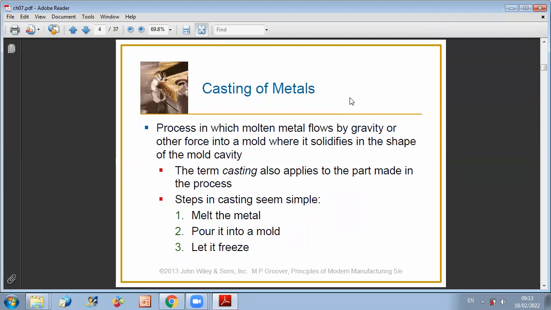Now, as we said, we have three main steps in casting of metals. The first one is to melt the metal. The second one is to pour it into a mold. And the last one is to let it freeze. So we cool it and give it enough time to have complete solidification.